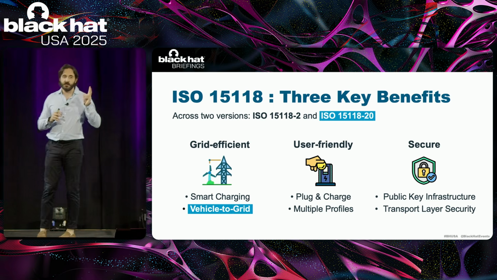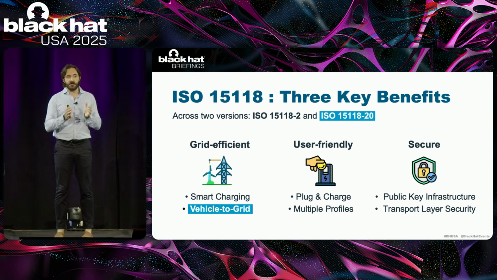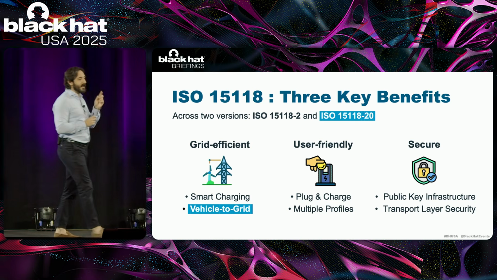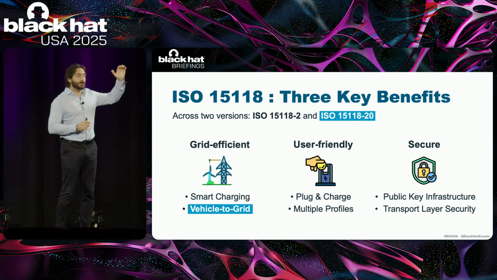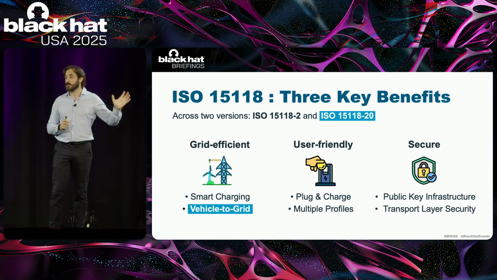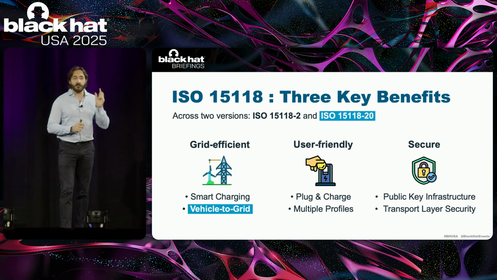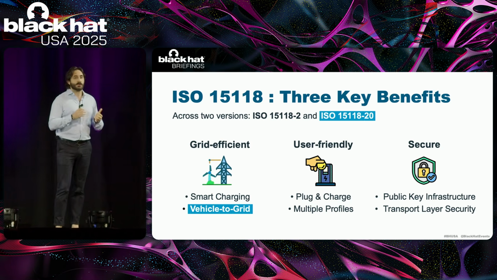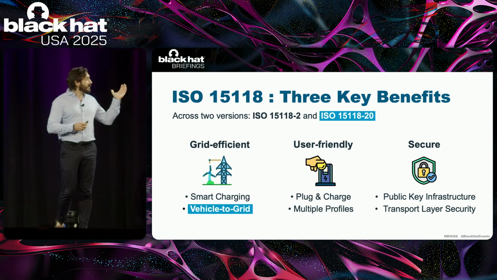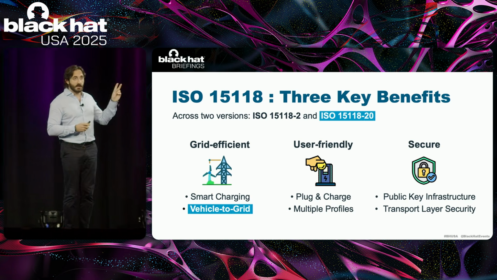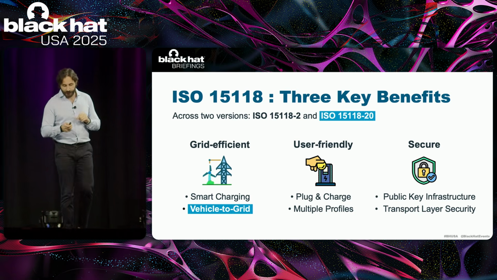We have two different versions of the standard. A first version of the standard, 15118-2, that was introduced in 2014, which supports all the functionalities that you see on the screen, but one, vehicle-to-grid communication, which is fully supported only by the second version of the standard, 15118-20, that was introduced in 2022.